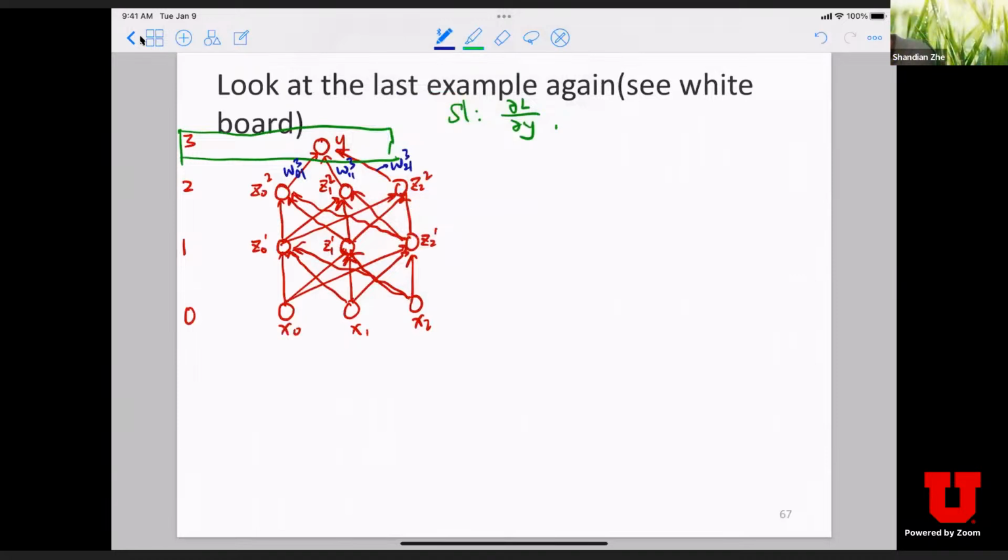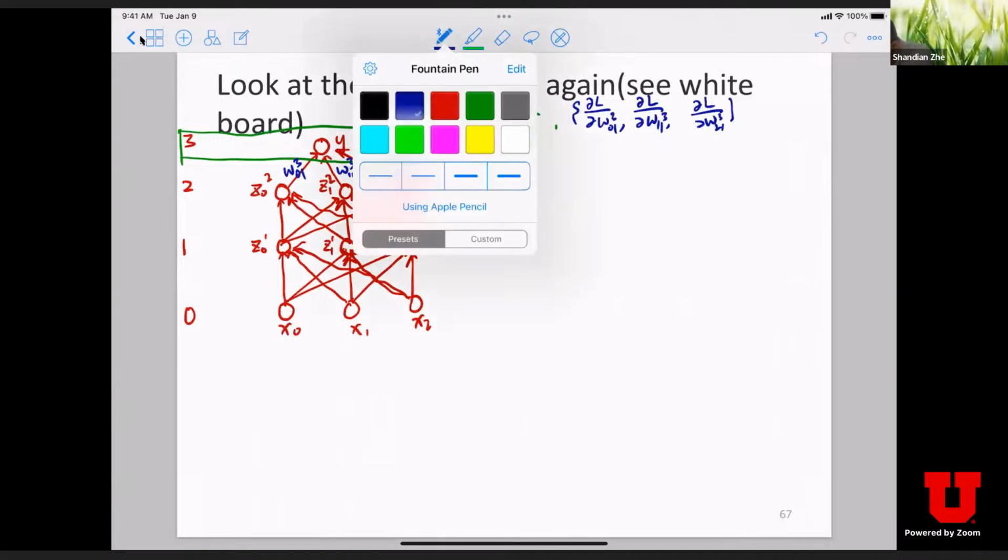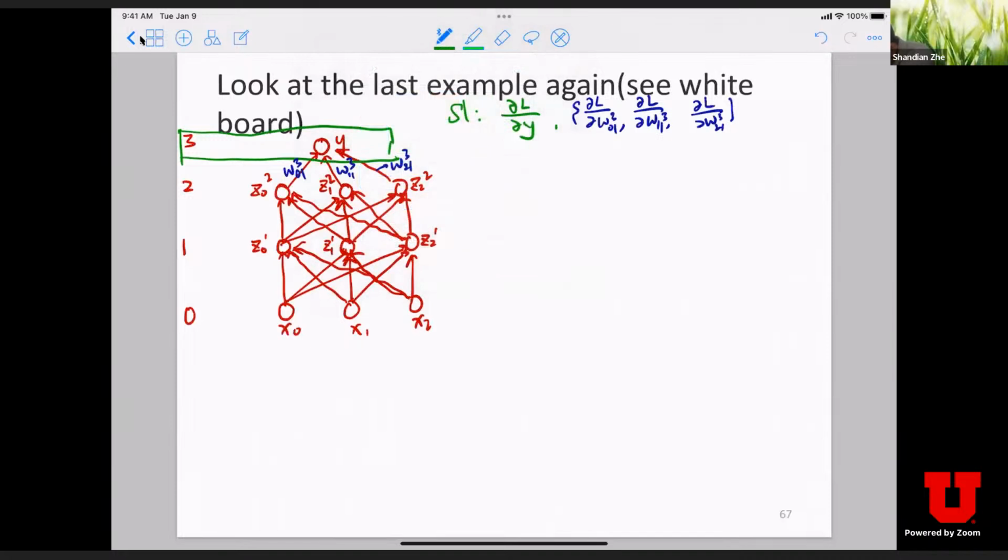So that means with partial L over partial Y, we can compute partial L over partial W013, partial L over partial W113, partial L over partial W213. Okay. So this guy is fairly easy to compute, right?